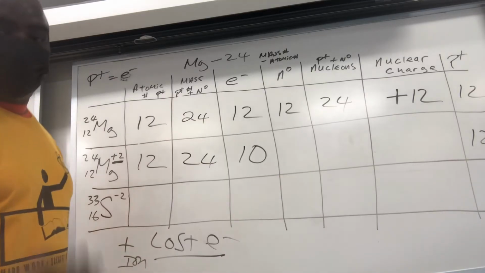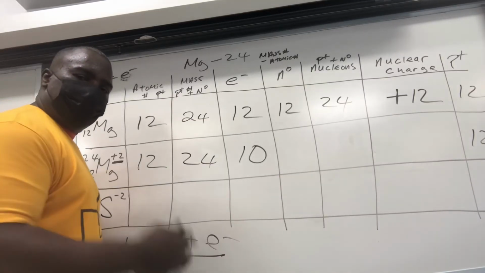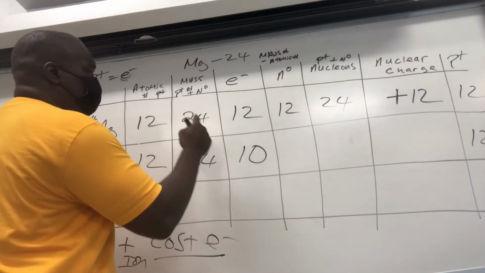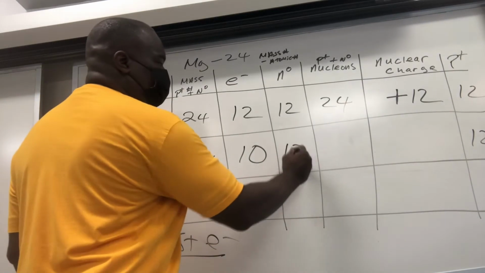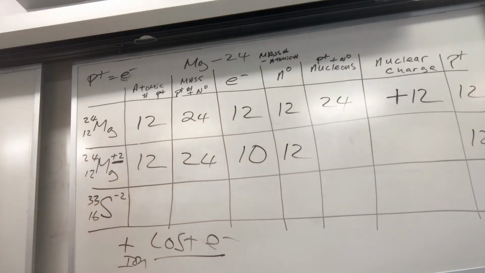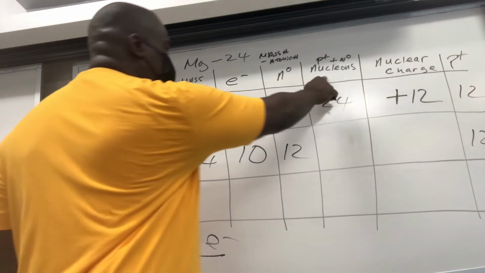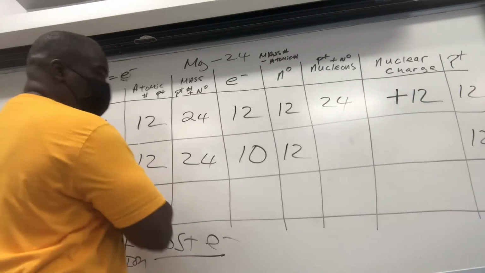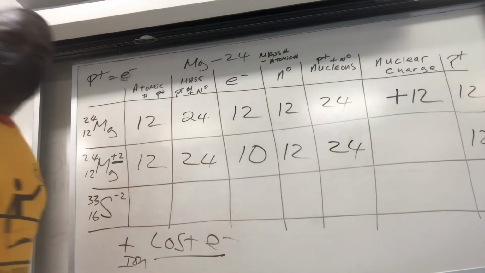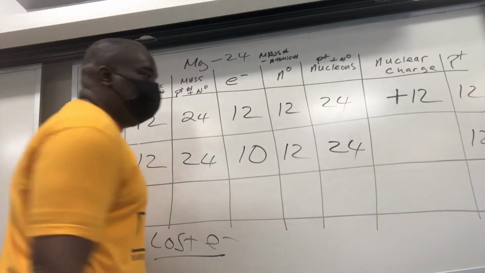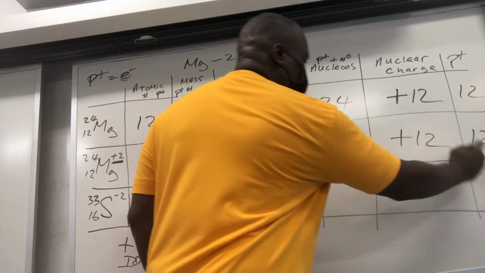To find the neutrons, same procedure. Mass number, take away atomic number. So it's going to be the mass number 24, take away the atomic number of 12, that gives you 12 right there. What's the nucleons? Protons and neutrons, 24, that goes there. Alrighty, what's the nuclear charge? Number of protons with a positive in front, positive 12.